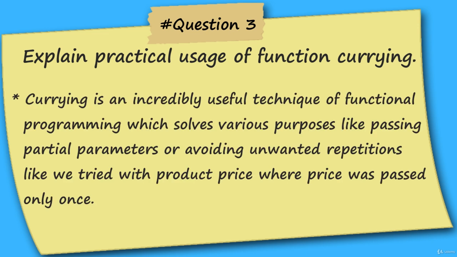Well, currying is an incredibly useful technique of functional programming which serves various purposes like passing partial parameters or avoiding unwanted repetitions, like we tried with product price, where price was passed only once. So it is very useful in such cases.